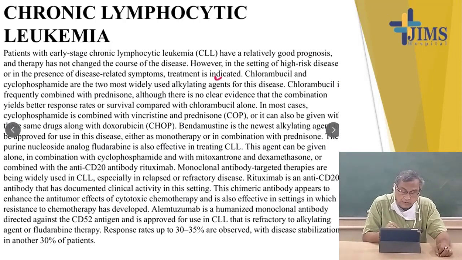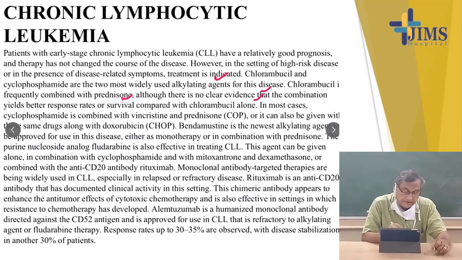Chlorambucil and cyclophosphamide are the two most widely used alkylating agents for this disease. Chlorambucil is frequently combined with prednisone, although there is no clear evidence that the combination yields better response rates or survival compared with chlorambucil alone.